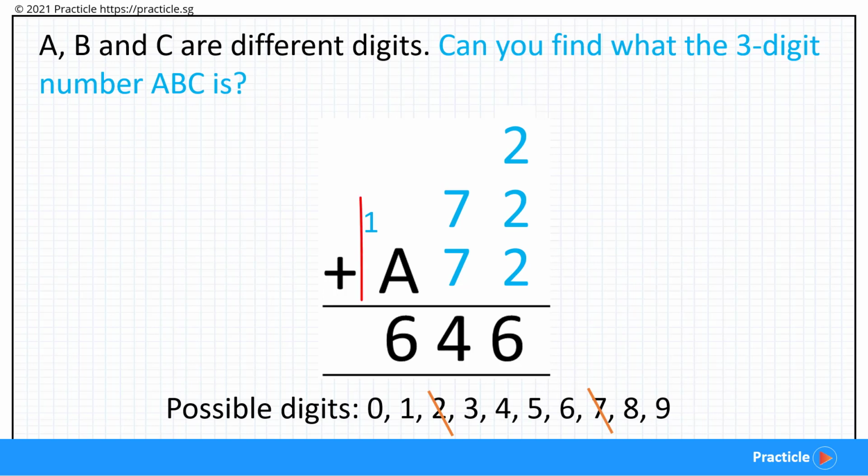We have 1 plus A equals 6. 1 plus what number equals 6? Do you know the answer? If you said 5, you're right. And guess what? We have just solved this question. Now that we know A equals 5, B equals 7, and C equals 2, we can tell that ABC stands for the number 572. Problem solved. And that's how we solve this addition problem.